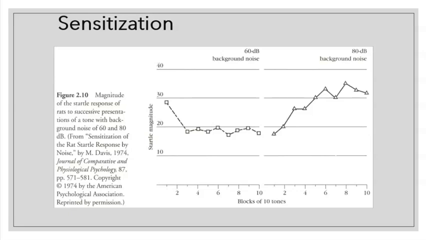Now, why is that? Well, it may actually be because of the type of stimulus. So here we've got a 60 decibel background noise. A low intensity can cause habituation, but a high intensity stimulation can actually cause sensitization. So something that is very high intensity is more likely to cause sensitization than habituation.